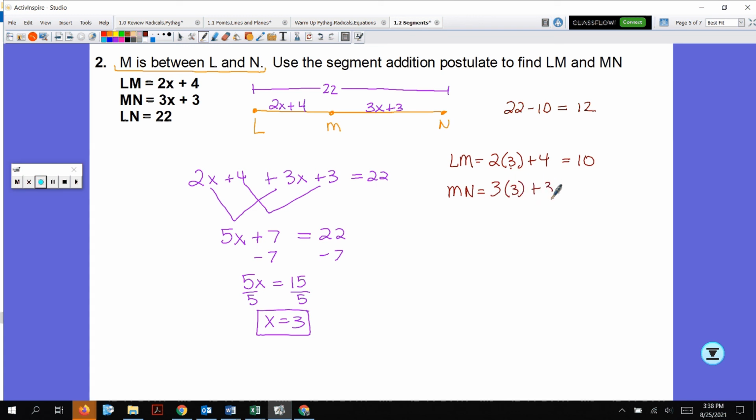Now let's plug it in. 3 times 3 is 9, and 9 plus 3 is 12. Ding, ding, ding. I was right. So there are 2 ways to go about it once you have that first segment, as long as you did your math right.